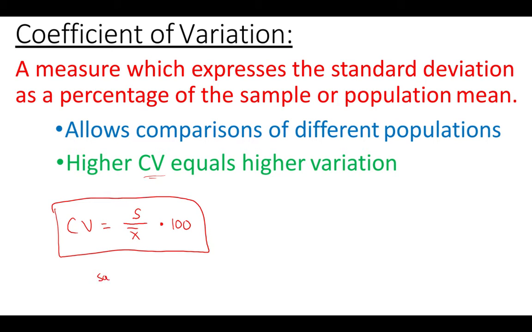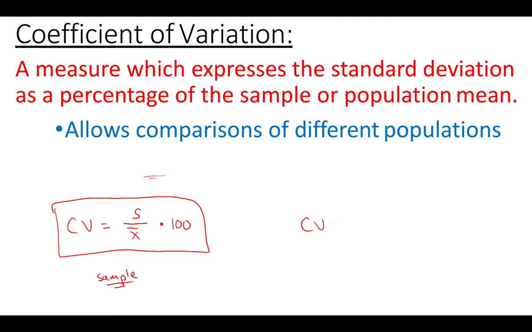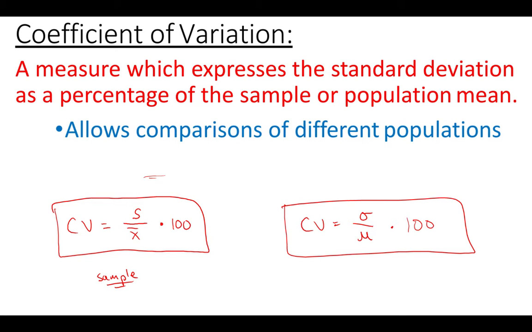So this would be for a sample, which we'll pretty much exclusively use because we're going to just look at samples of data. And if we're talking about a population, it's just going to be a different symbol, sigma, because that is our population standard deviation, over mu, because mu is the population mean. That's the symbol that we used. Still times 100. So that's for our population. In either case, it's the standard deviation divided by the mean.